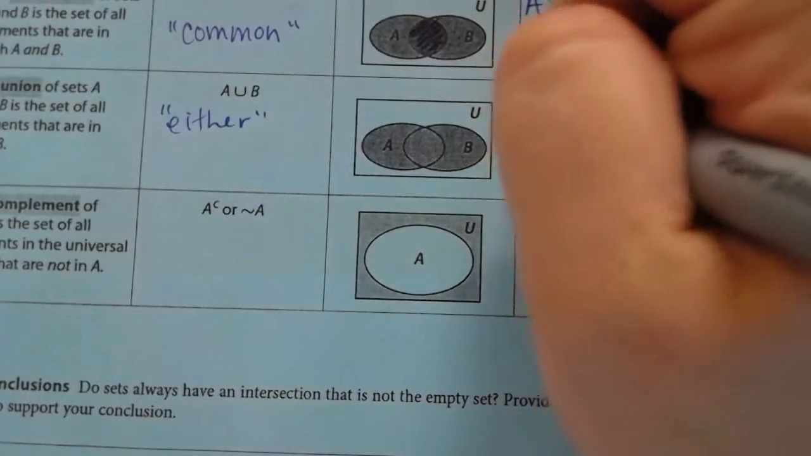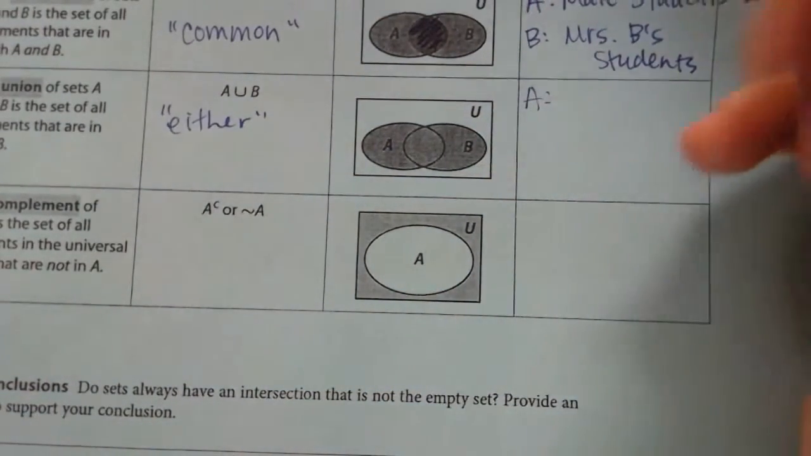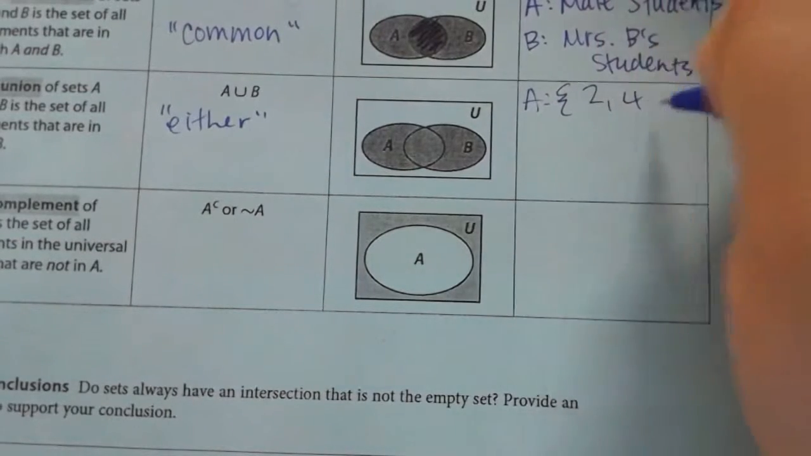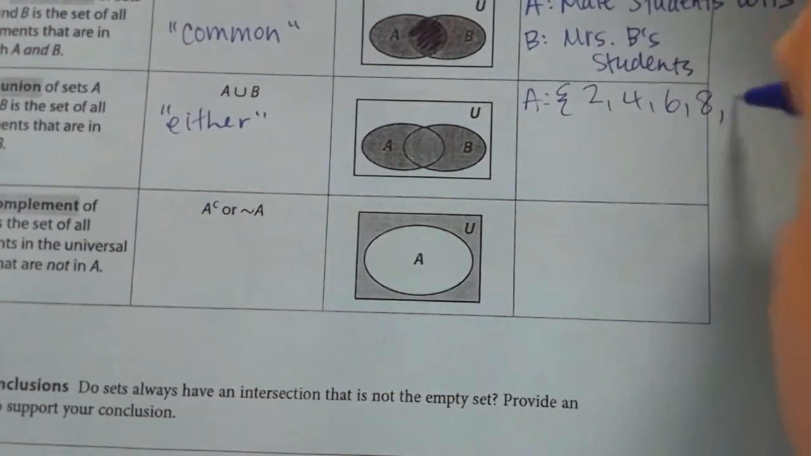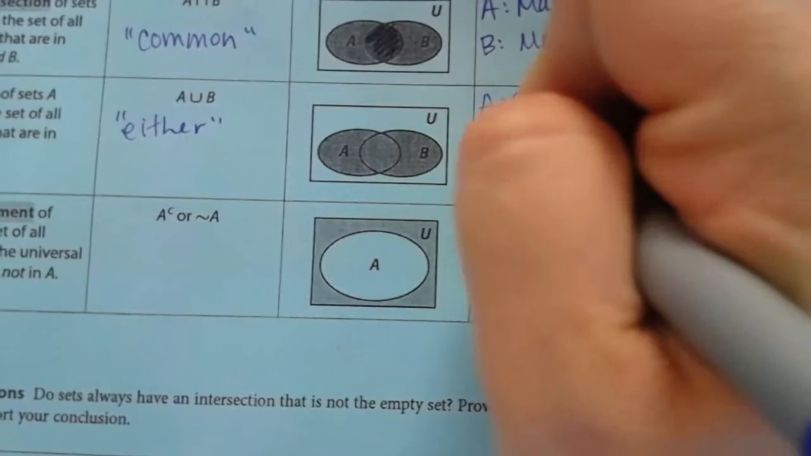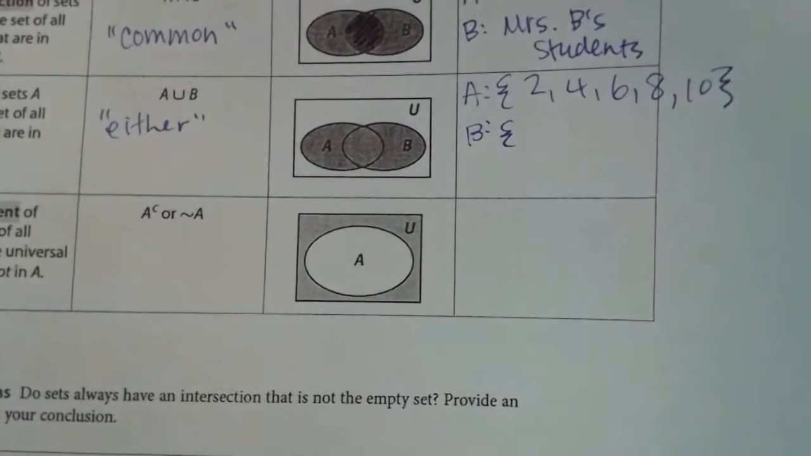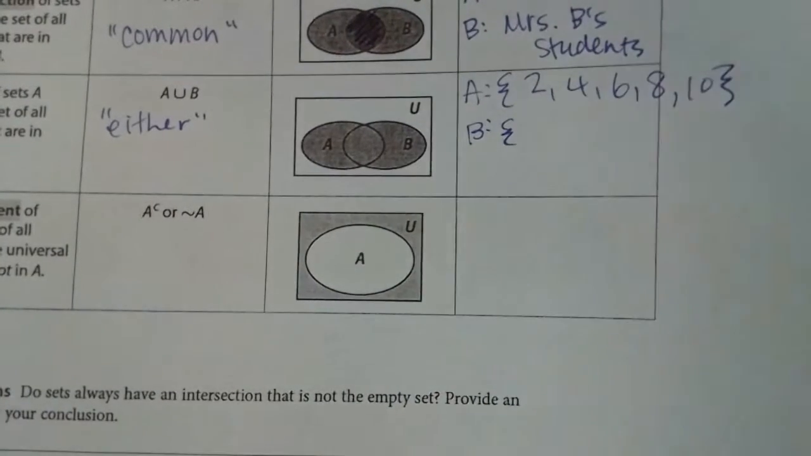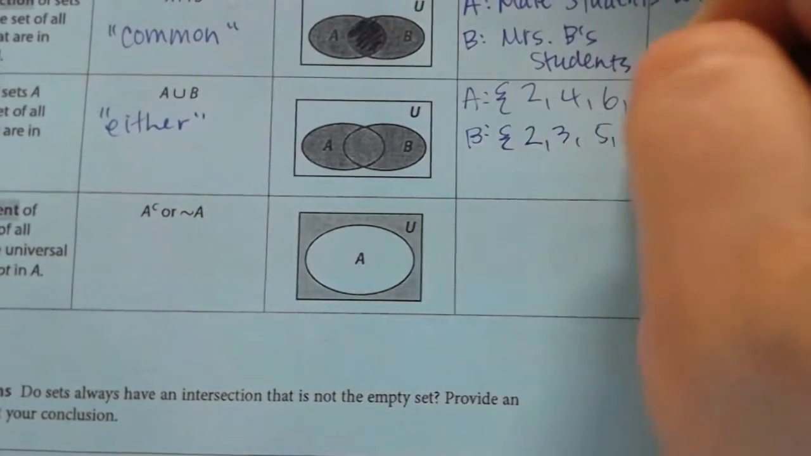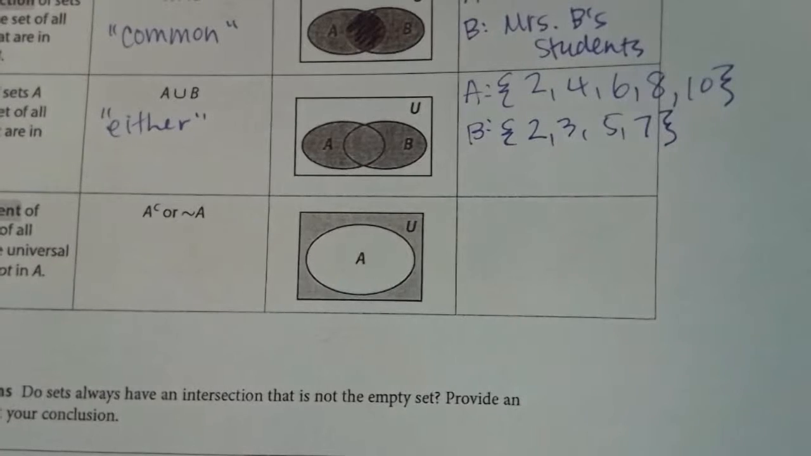If we let set A be, let's do a number example right now, 2, 4, 6, 8, 10. So we'll have all of the even numbers less than or equal to 10. Let's let set B be all of the prime numbers less than 10. So what are my primes? 2, 3, 5, 7. One's considered not prime.